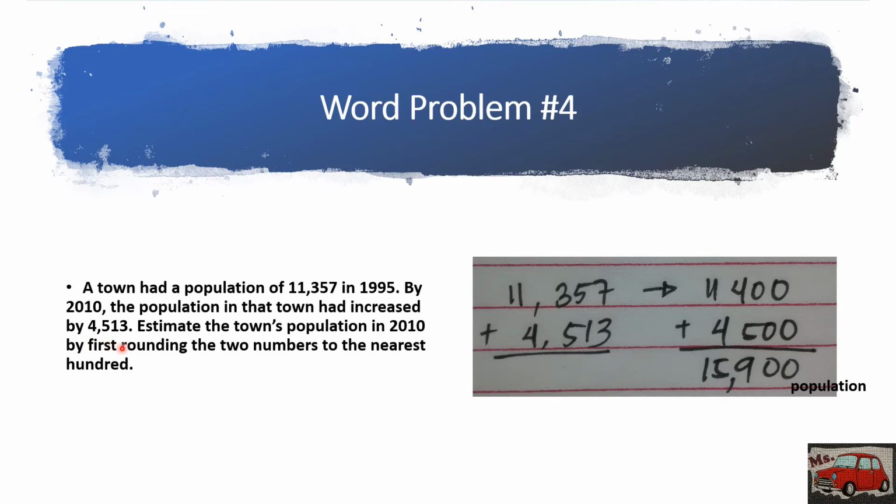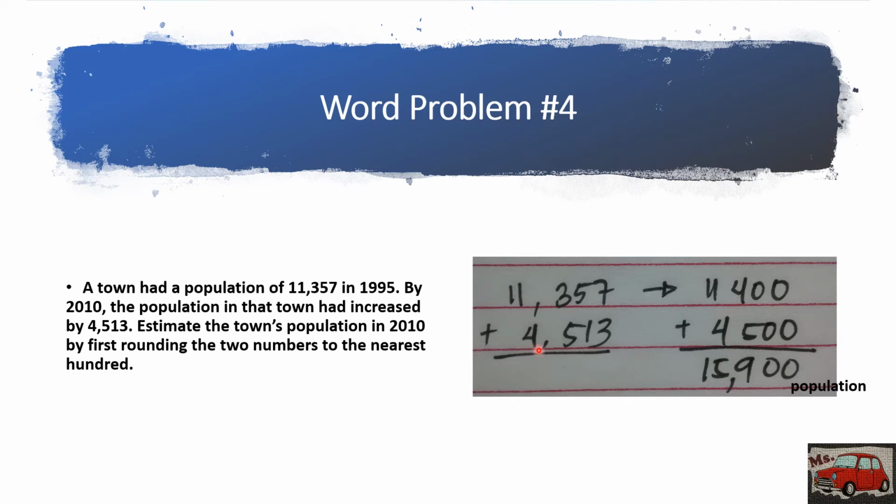So, alamin na natin kung ilan yung population noong 2010, and the operation that we will use is addition. So, yung keyword natin is nag-increase. Okay? So, let's round off our numbers to the nearest hundreds. So, 11,357, the hundreds place there is 3, and then 3 will become 4. So, that will become 11,400.